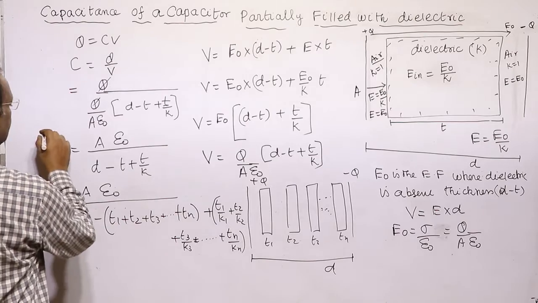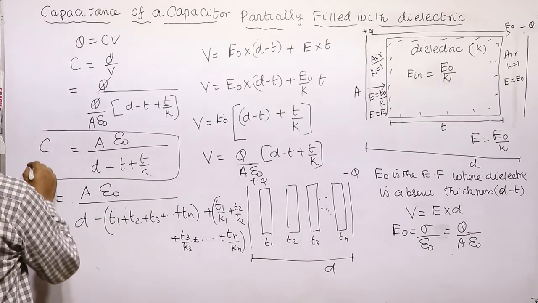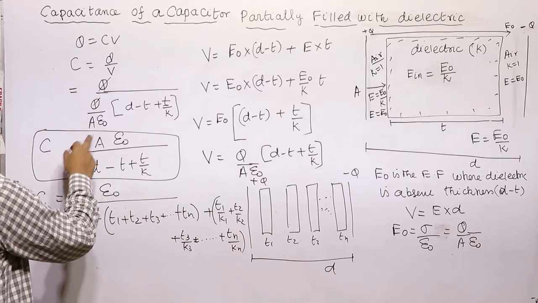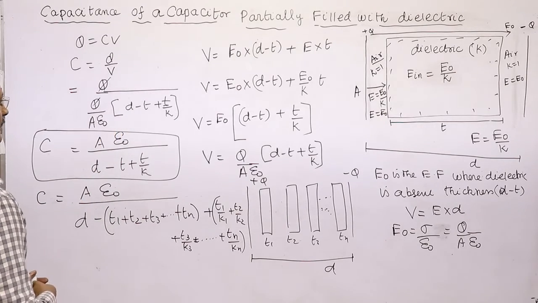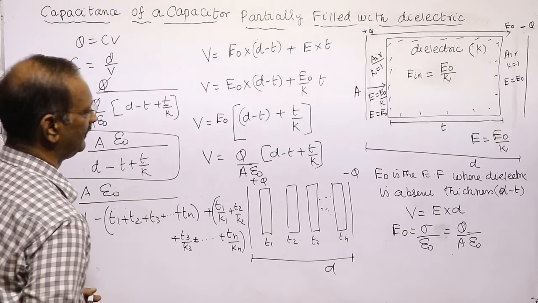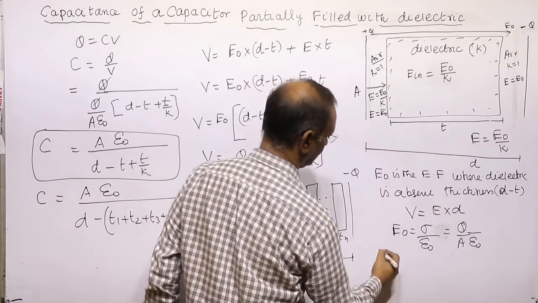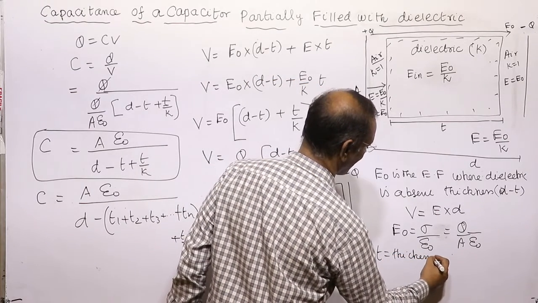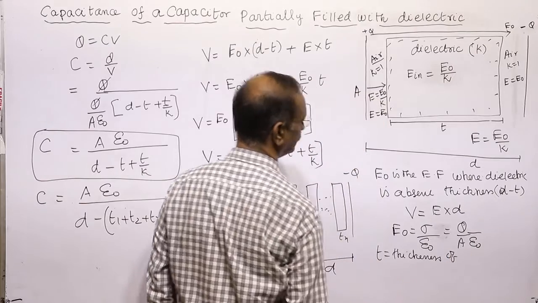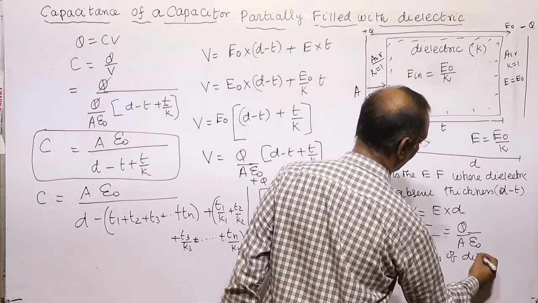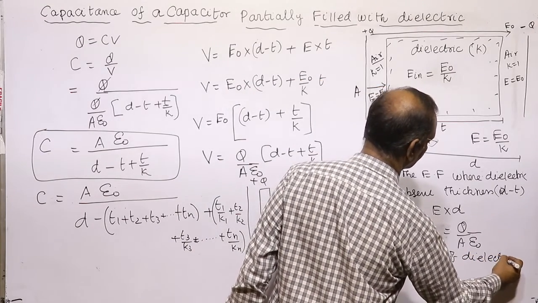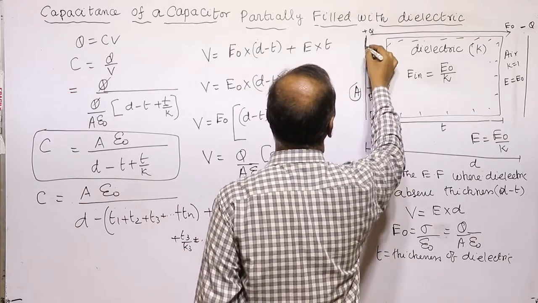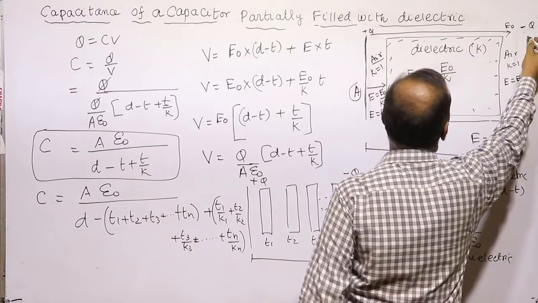Or in general, for a single dielectric filled between the plates, this is A epsilon naught divided by D minus T plus T by K, where T is the thickness of the dielectric, and A is the area of the capacitor plates.